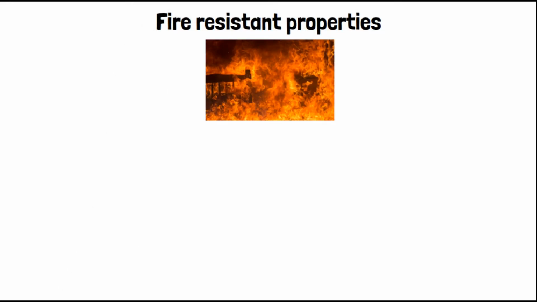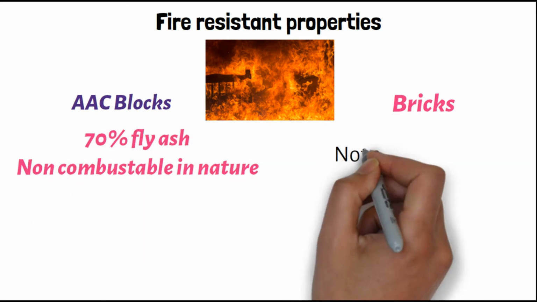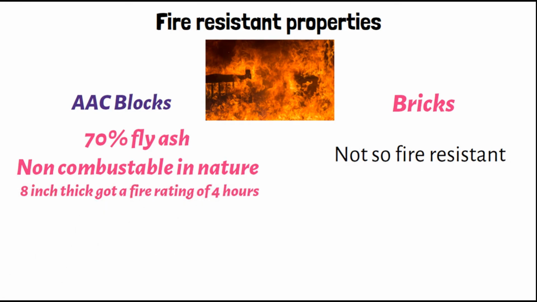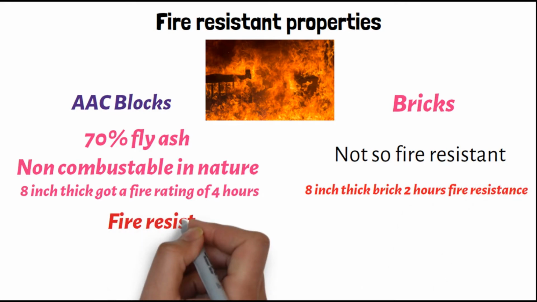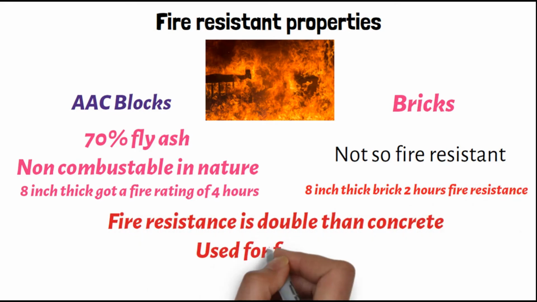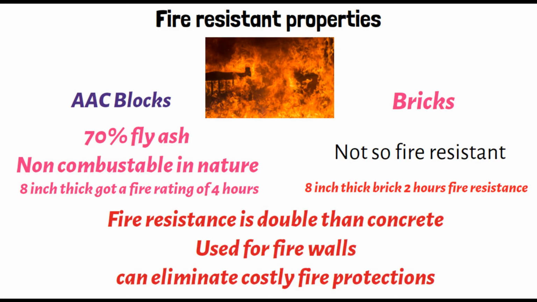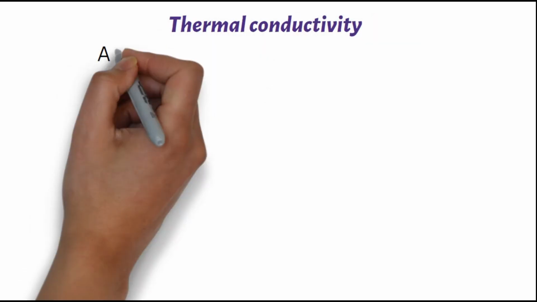Next are the fire resistant properties of AAC blocks. AAC blocks are made of 70% fly ash and are non-combustible in nature, whereas bricks are not so fire resistant. An 8-inch AAC block has a fire rating of 4 hours, whereas brick has a fire rating of 2 hours. Fire resistance is double that of concrete, and they are used for firewalls and can eliminate costly fire protection.